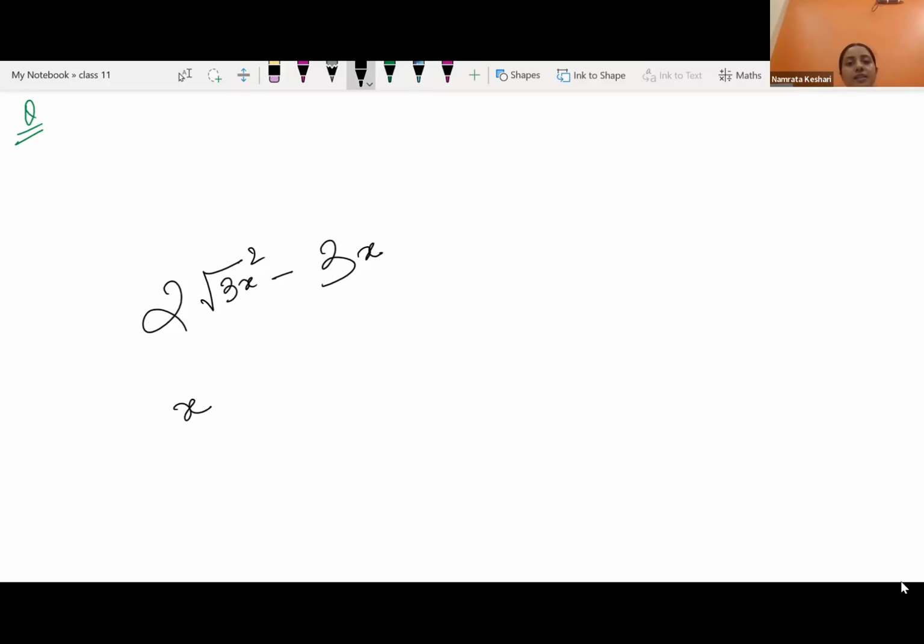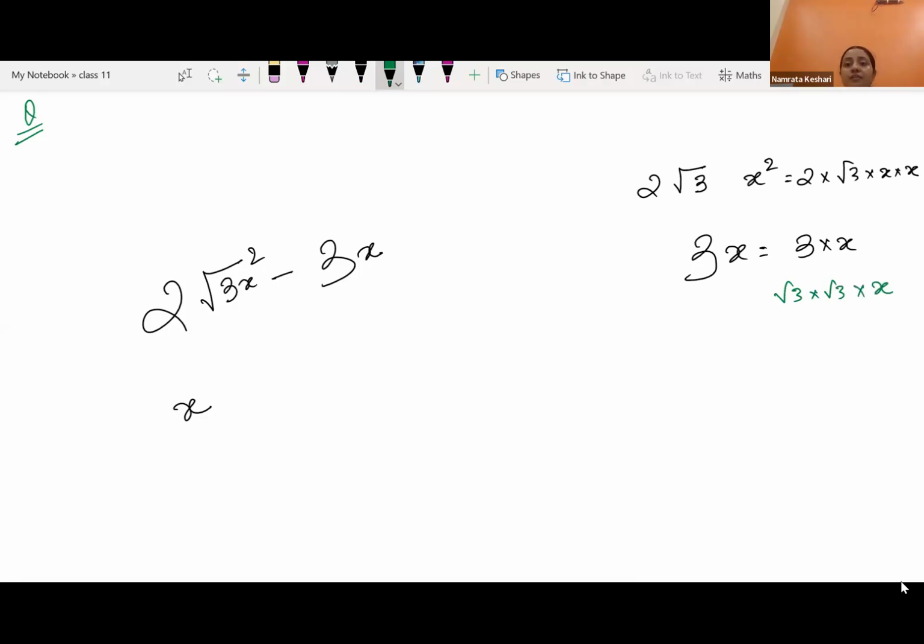So are you realizing that 2 root 3 x square will be 2 into root 3 into x, and the other one, 3x, can be written as 3 into x, but this 3 we can still write as root 3 into root 3 into x. We used to do this only when there is a square root term, and the same root is there in the other factor. Have you done something like this previously? Yes, ma'am.